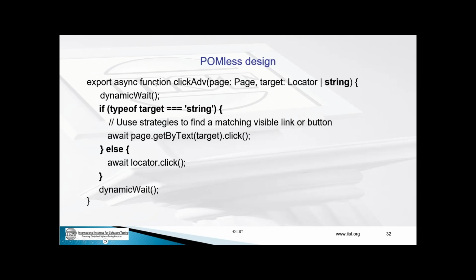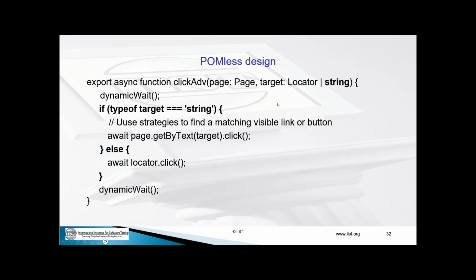So here is my Click Advanced version. You'll notice I do have that target in there, and I'm passing a page in there as well. The target is now changed. It says, hey, I might have a locator, or I might have a string. And that string is going to be something like, I want to click Add to Cart without having to go through the framework. Page object model.